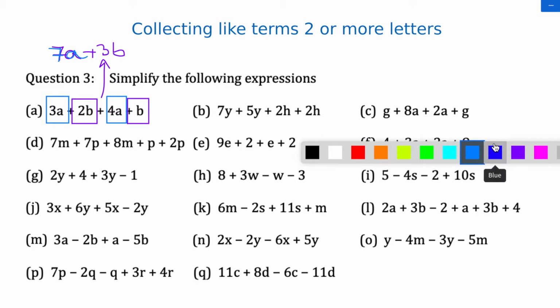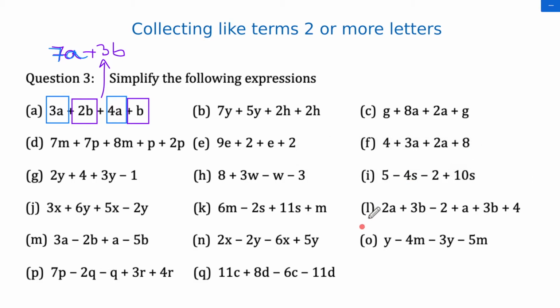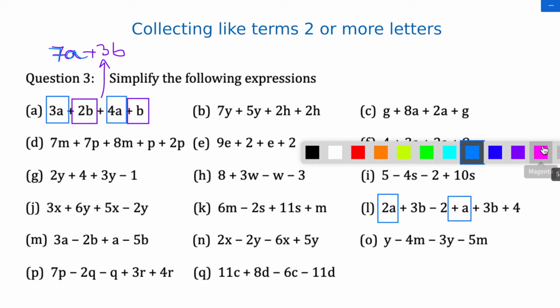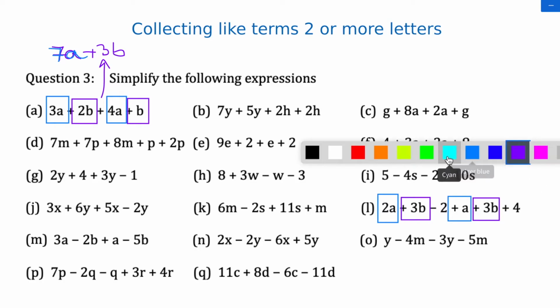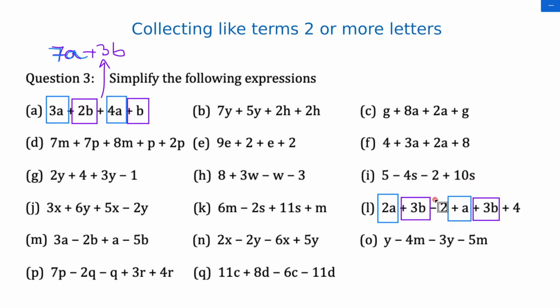Okay, I'm just gonna do one more. We have 2 A's, and this is another A. You also need to look at the sign in front of it. And then we have 3B and another 3B here. And we also have -2 and -4. I could either do that with green, or I can just leave it without highlighting with a different color.